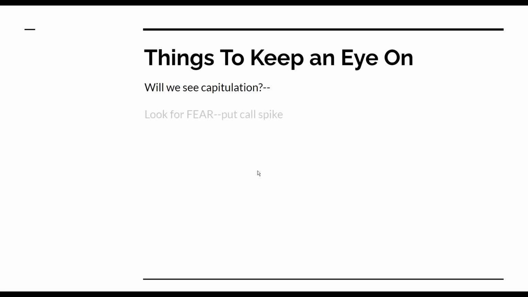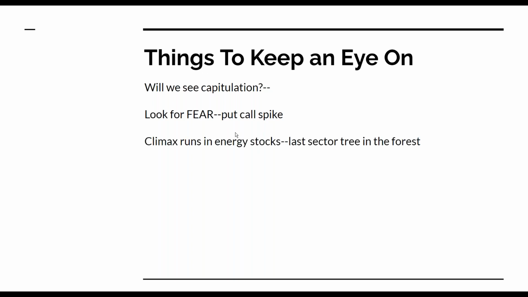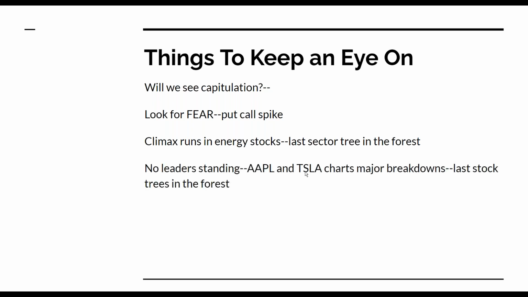So want to keep an eye on, are we going to have this capitulation? We're going to have a real big fear event, big put call spike and other things going on, or maybe we're going to have a tradable rally, and then we might get all this if we get a third leg down. Are we going to see climax runs in the energy stocks? A lot of those got whacked without actually having climax runs. So that's sort of the last healthy sector tree in the forest.